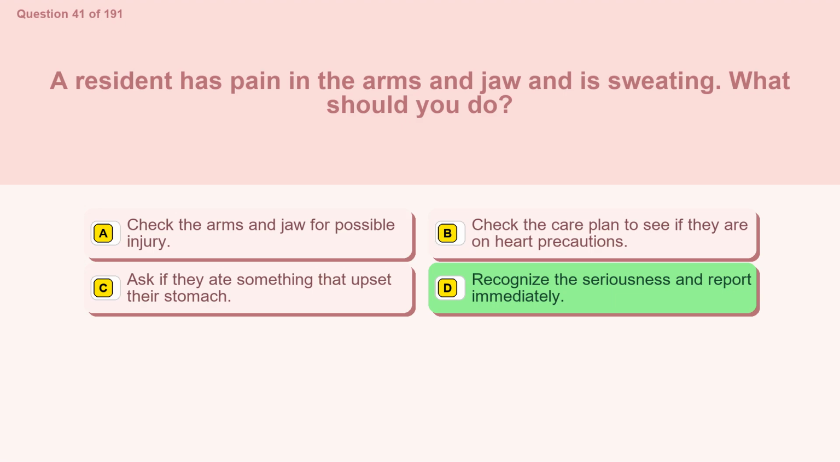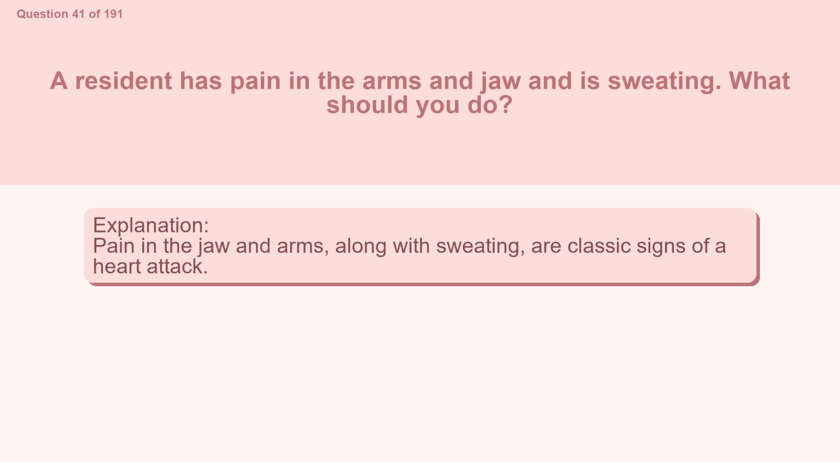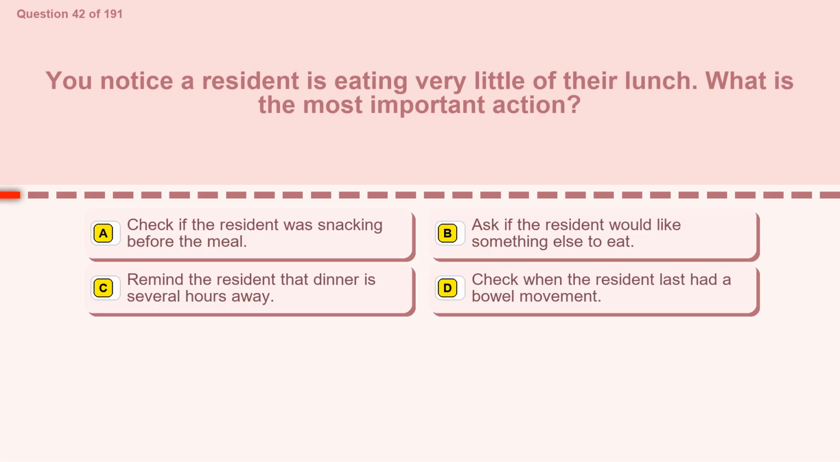The correct answer is option D, recognize the seriousness and report immediately. Pain in the jaw and arms, along with sweating, are classic signs of a heart attack. Question 42. You notice a resident is eating very little of their lunch. What is the most important action?